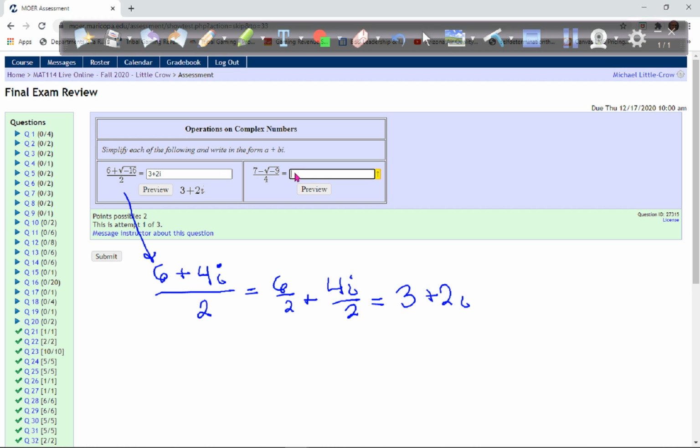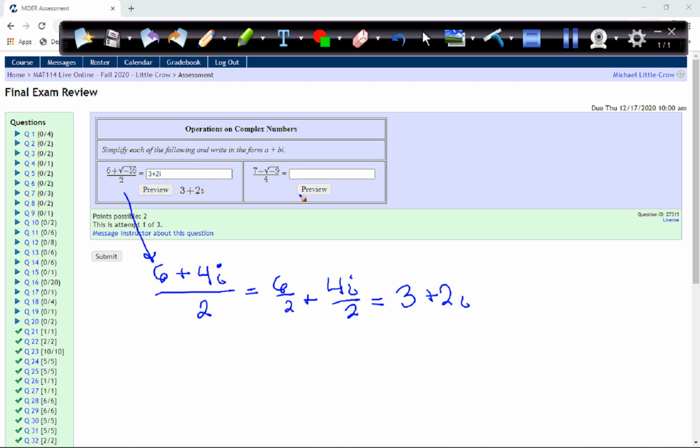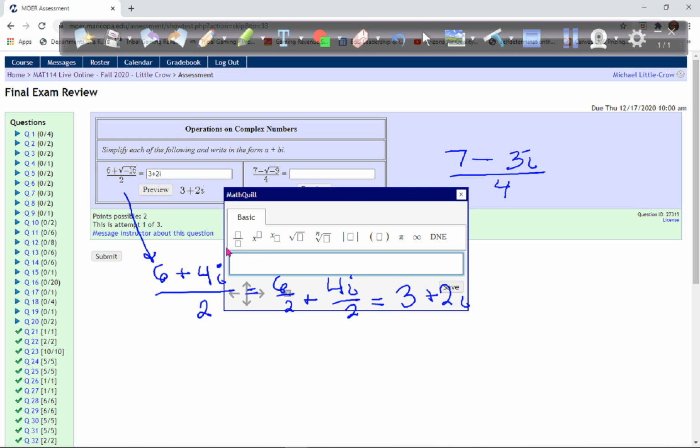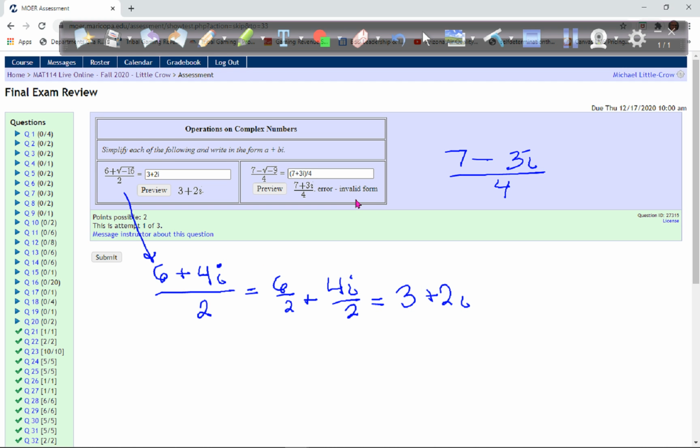Same thing over here, but we probably won't get as far as reducing. What's the square root of 9? So we've got 7 minus the square root of 9. Square root of 9 is 3, but since it was negative, we get the i, over 4. That's not going to reduce, so let's just leave it as it is. So we get a fraction, and we'll put 7 minus 3i in the top, and we'll put 4 in the denominator. Enter that in. Error, invalid form.